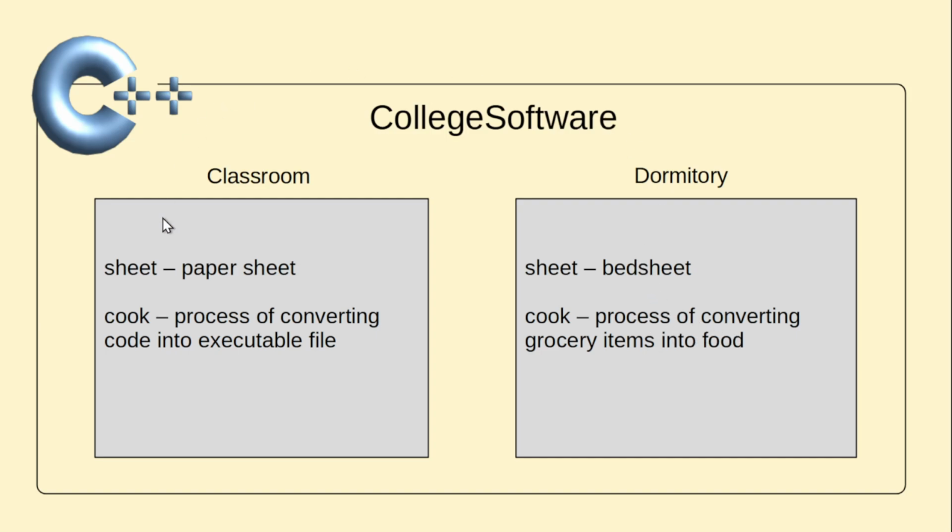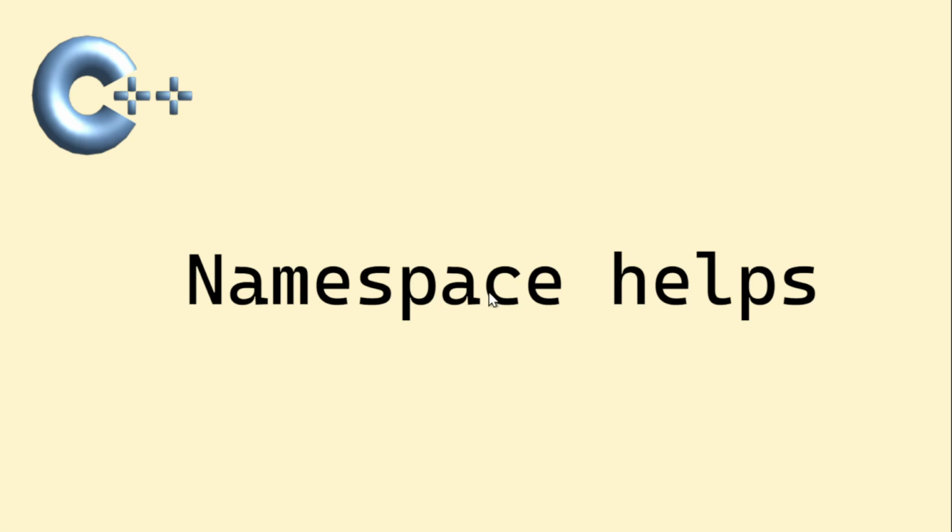If we combine these two components in a single software, college software, then a user of both classroom and dormitory components may be using the sheet or the cook function of these components. But in that case, ambiguity and naming conflict can arise. So namespace can help to avoid the naming conflicts.